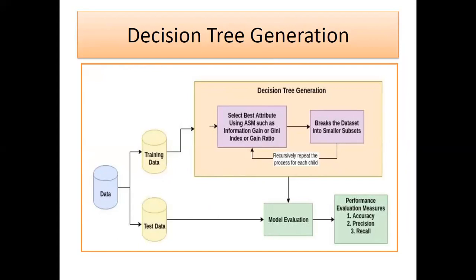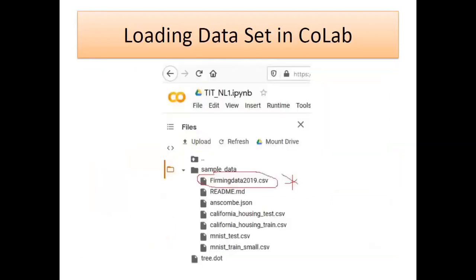I'm not taking much time because we are already one hour in. So decision tree generation will be there. Who will do it? There is a method called DecisionTreeClassifier in Python. It will be done by that. Then we'll have a model evaluation, and finally the performance of the model: how much percentage of the data it could classify in a proper way.